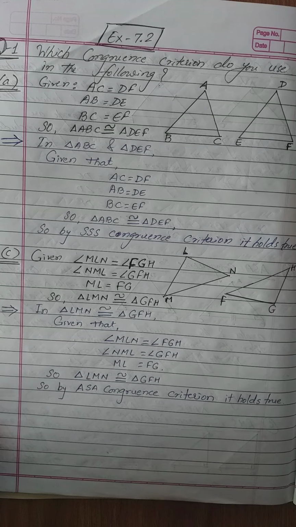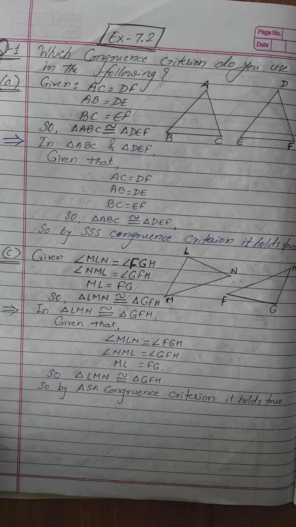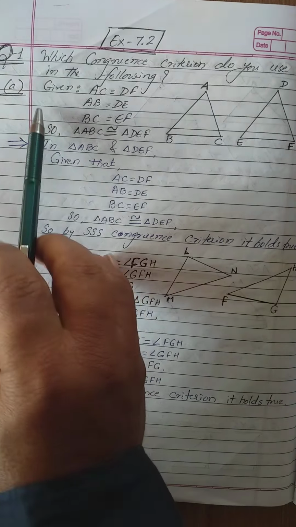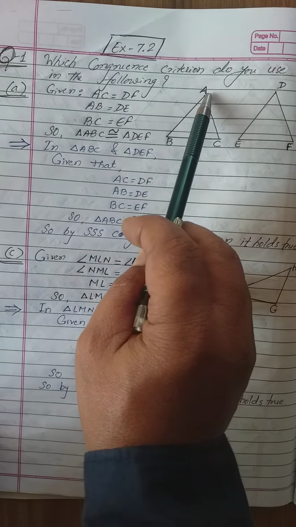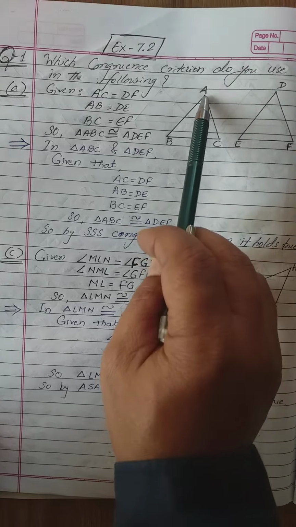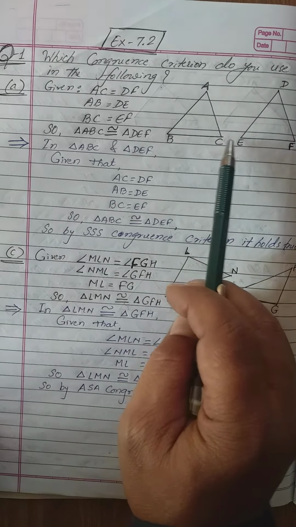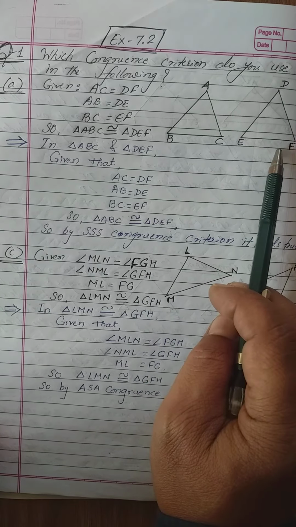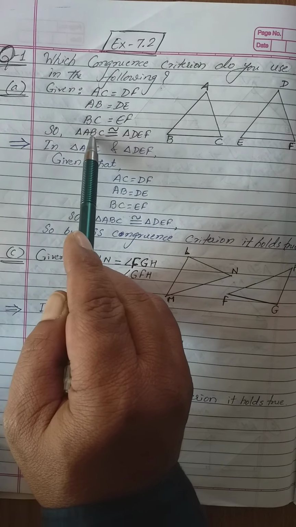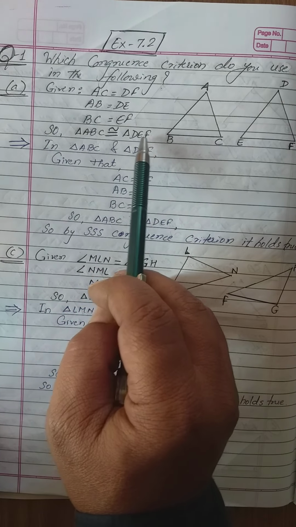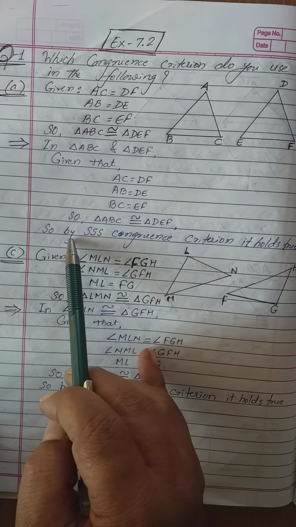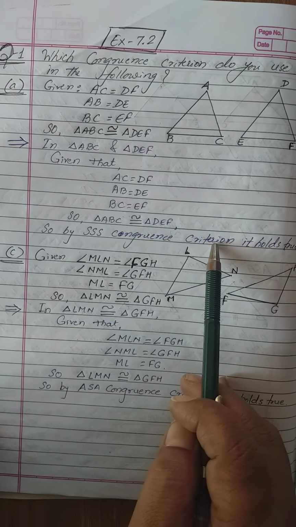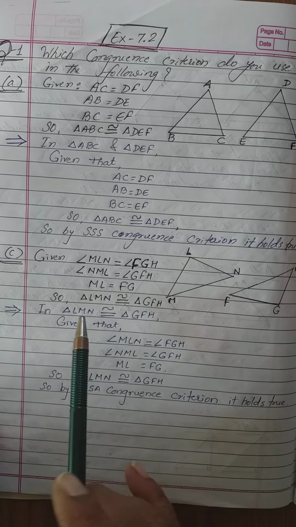Question number 1. Which congruence criteria do you use in the following? Here given side AC is equal to side DF, that is AC equal to DF, AB equal to DE, and BC is equal to EF. So triangle ABC is congruent to triangle DEF. Here you can see all the three sides are equal. So by side congruence criterion it holds true.